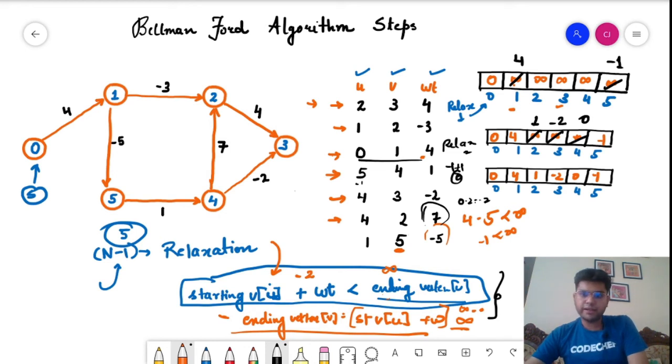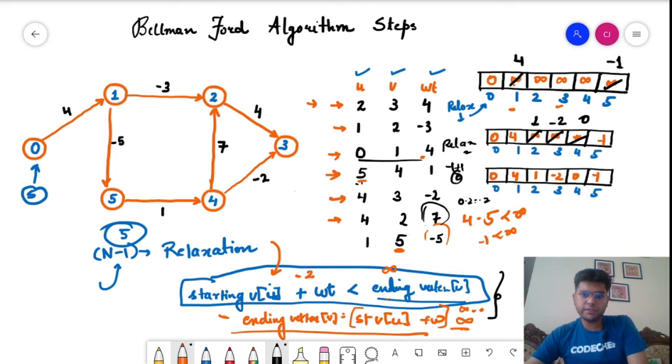0 and 1. So the weight at 0 is 0, and the weight corresponding to the edge is 4. So 0 plus 4 is 4. What is the weight at 1? That is already 4. We will not update it. Now the next is 5, right? 5 has the weight of minus 1. Minus 1 plus 1, that is 0.